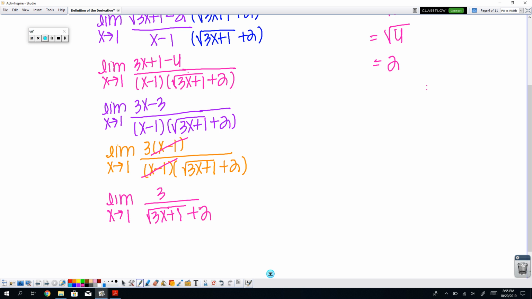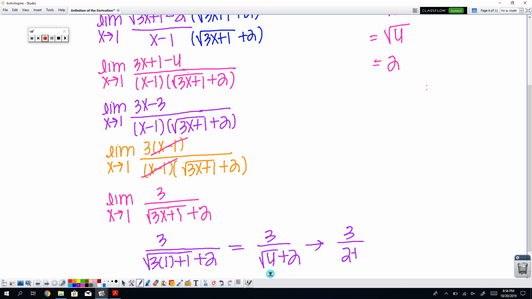Now, I don't have any issues with plugging in, so I'm going to go through, plug in, and drop the limit notation. So 3 over the square root of 3 times 1 plus 1, plus 2, which is 3 over the square root of 4 plus 2. 3 over 2 plus 2, which is 3 over 4.